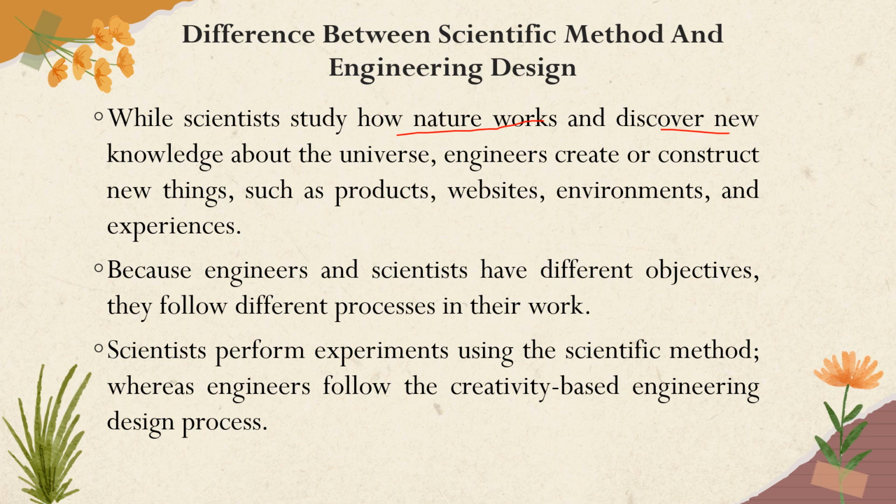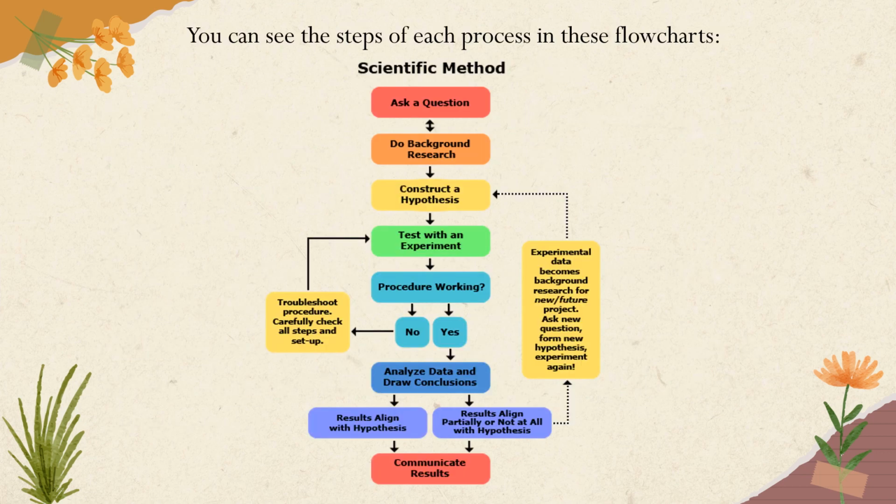They don't invent anything, but they discover about the universe. Engineers are completely different. They create or construct new things. They invent something, okay, product, website, environment, and experiences. Because engineers and scientists have different objectives, they follow different processes in their work, right? Scientists perform experiments using the scientific method and engineers follow a creativity based engineering design process. We will see the difference between these two in detail in the upcoming slides.